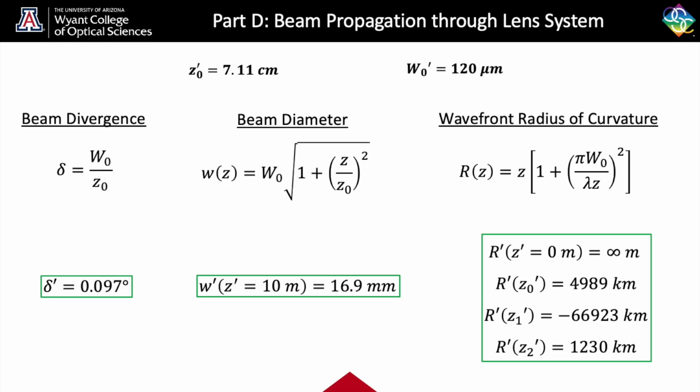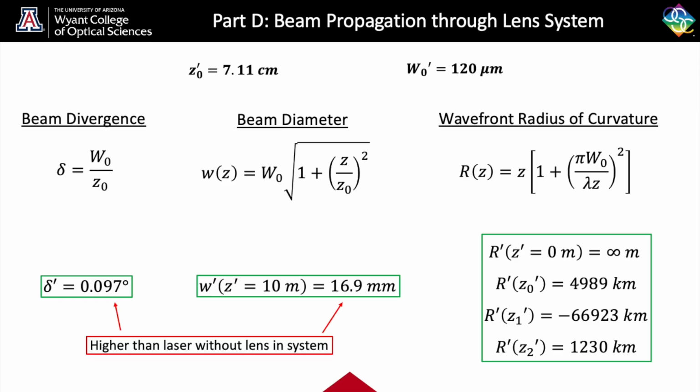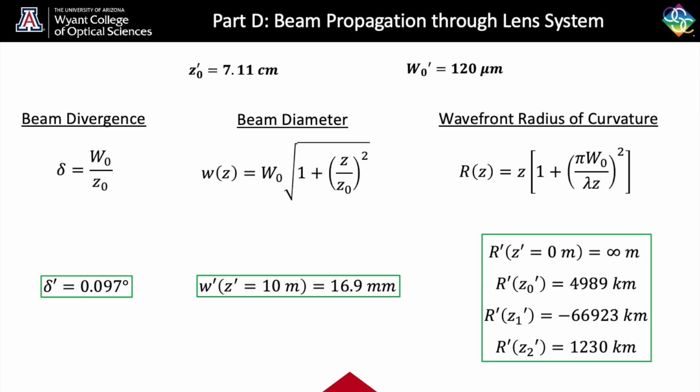The introduction of the lens resulted in a higher beam divergence angle and beam diameter at a distance of 10 meters. For most applications using lasers, a beam with a small divergence angle and a large Rayleigh range is ideal. In our case, the use of a positive lens to focus down the beam did not lead to lower divergence.